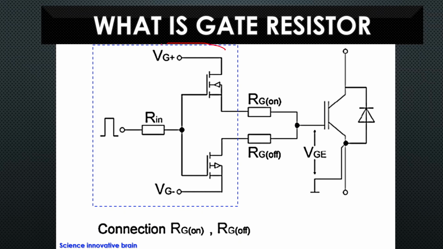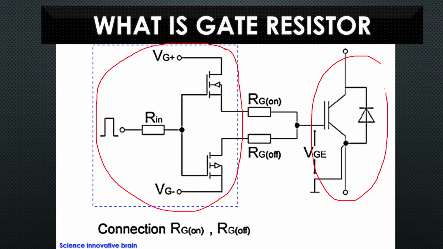If you see here, this part is called the gate driver. This is the driver circuitry which will generate the PWM pulses, and this part is your IGBT or MOSFET section, which we want to turn on or turn off. Between these two we connect one resistor or one pair of resistors, which is called the gate resistor. This is what we have to select properly.